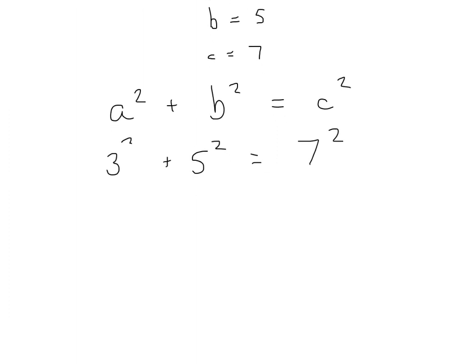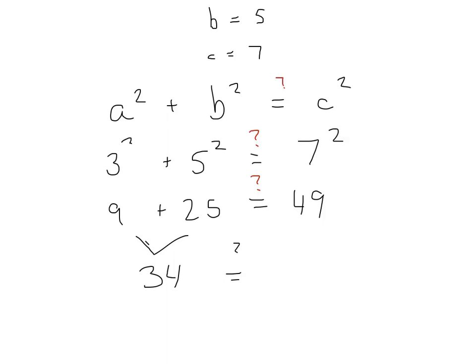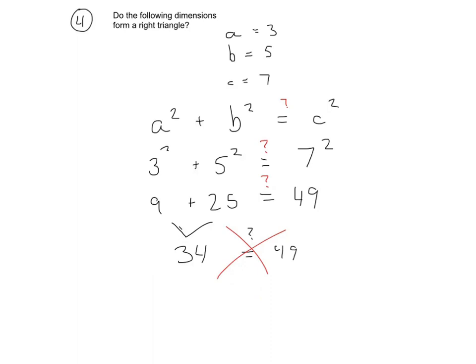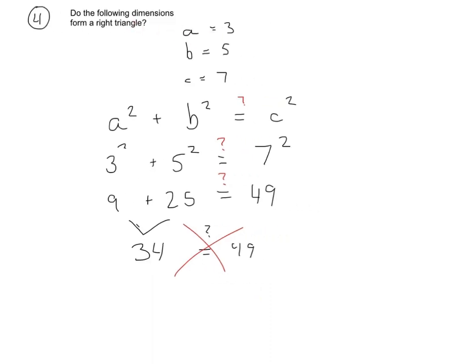So what we're going to figure out is, is this equal? Is one side of the equation equal to the other? So 3 squared is 9 plus 25 equals 49, question mark. So what is 9 plus 25? Well, that's 34. And does 34 equal 49? No, it doesn't, right? So what will we say about these dimensions? Well, we would say, hey, they don't form a right triangle because when you plug those dimensions into the Pythagorean theorem, you get a false statement.